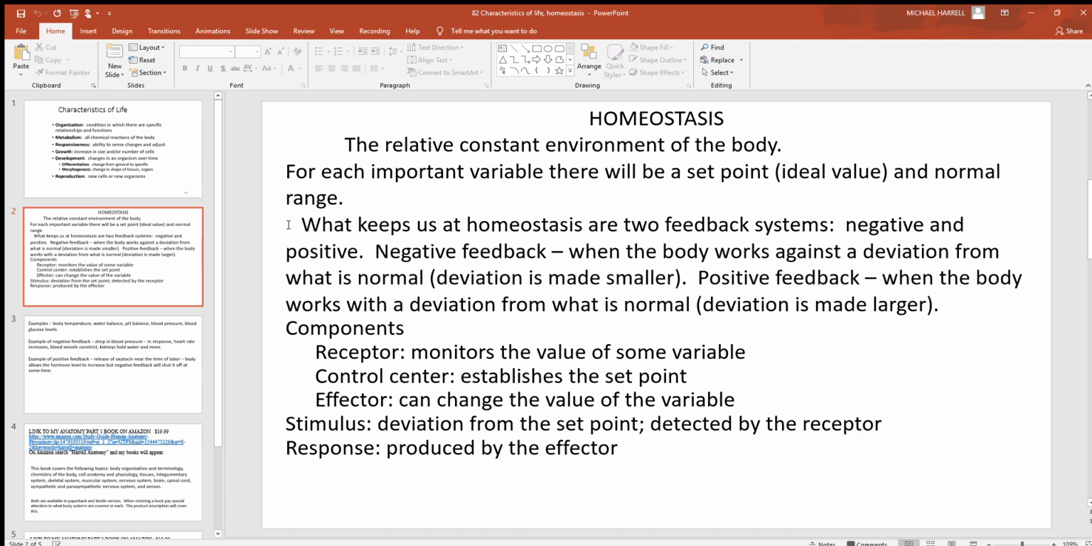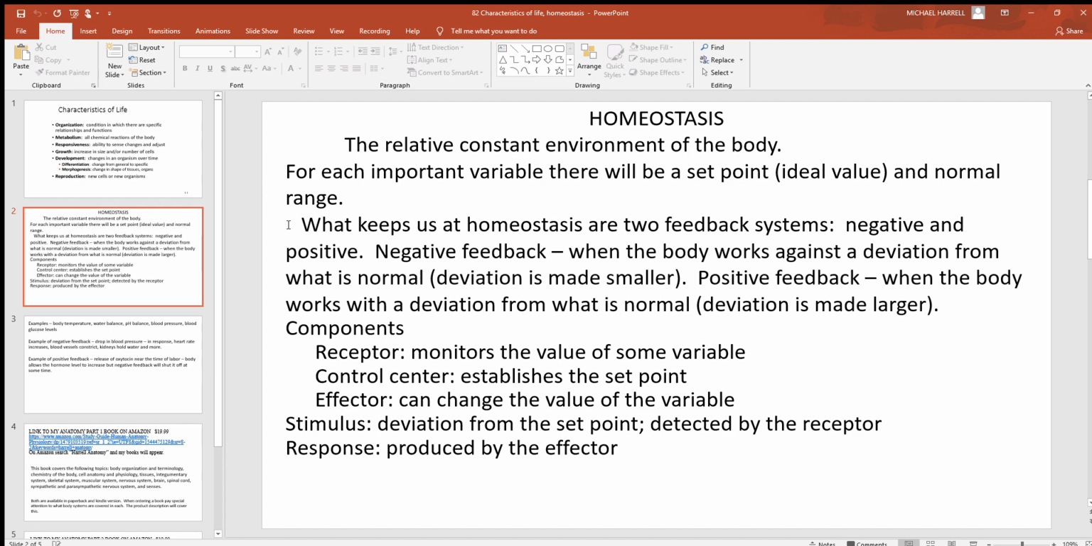What keeps us at homeostasis are these two different types of feedback systems in the body, positive and negative. Now, of those two, almost all are of the negative type. You're not going to see many positive at all. Now, look at what these two feedback mechanisms are.